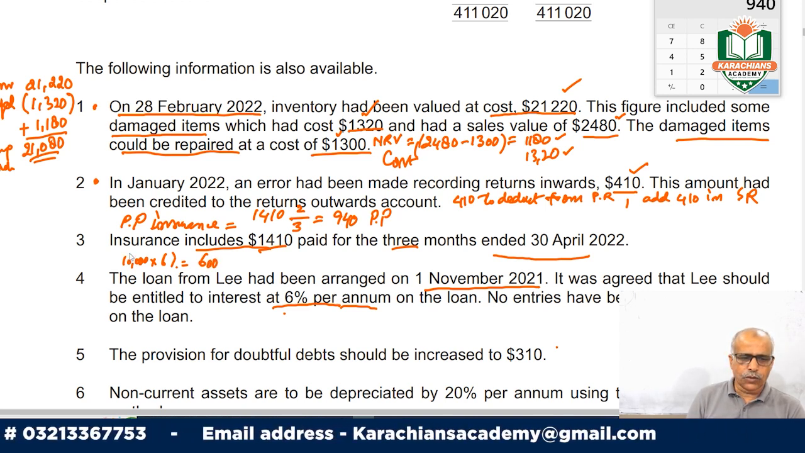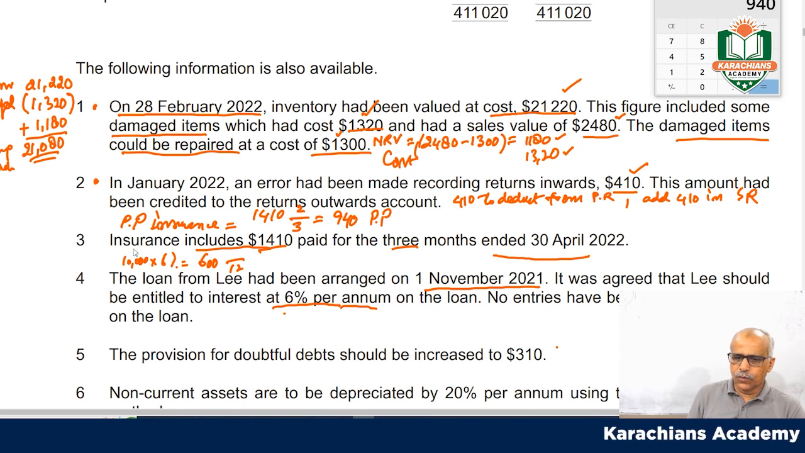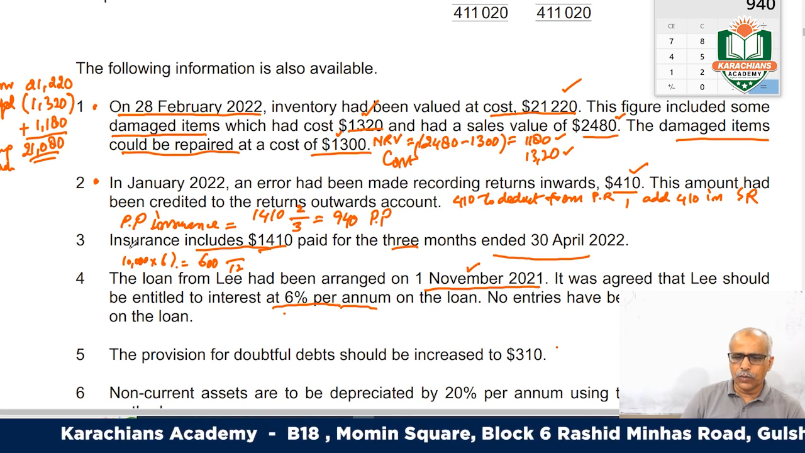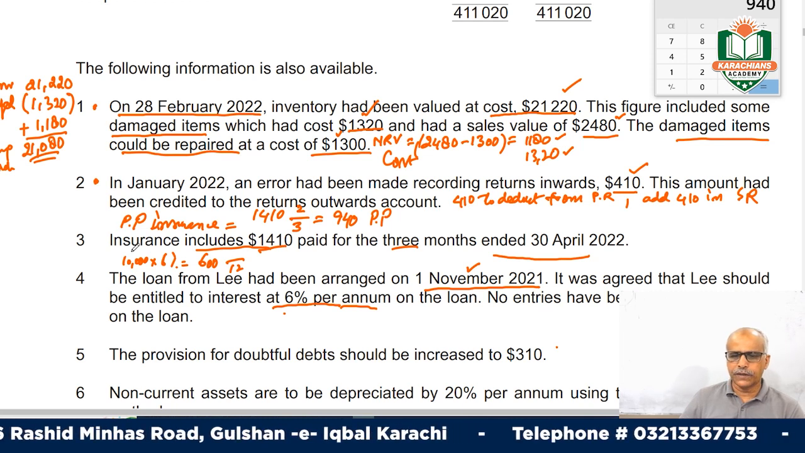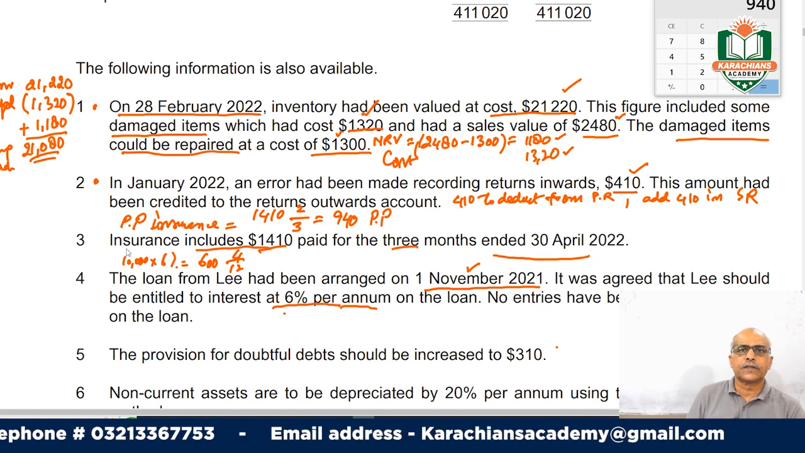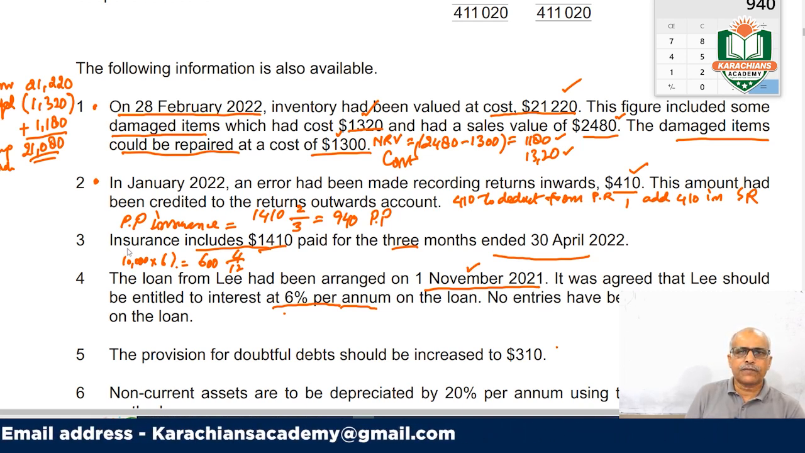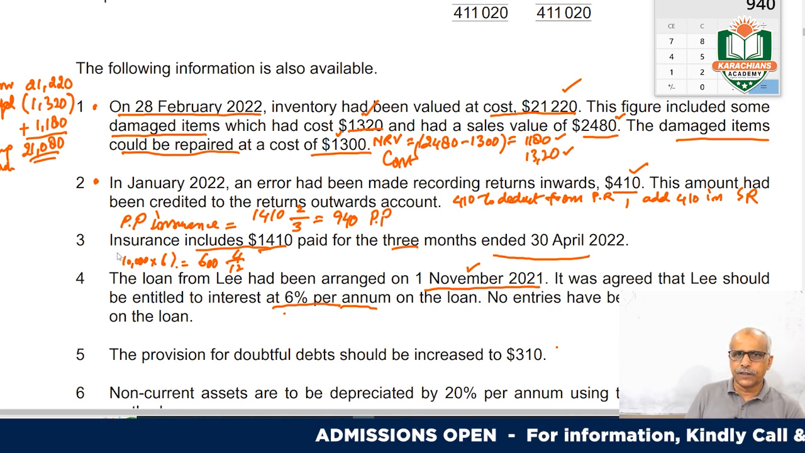So 600 is your full year interest, right? Divided by 12, and it was extended on 1st of November. How many months have passed? November, December, January, and February, 4 months. So 4 months of interest is due, and this we have to give to Lee, right? And the interest on loan is not an appropriation, this is business expenditure.